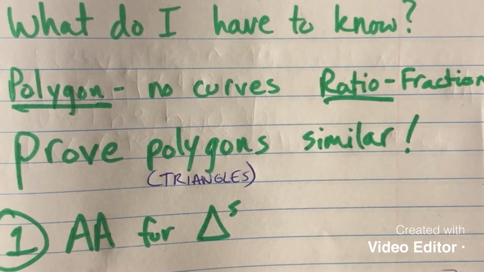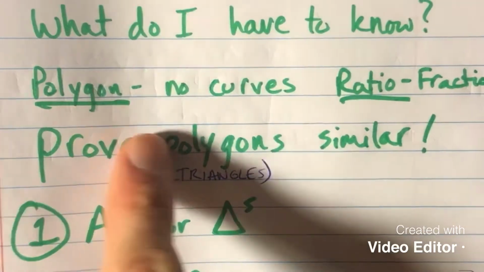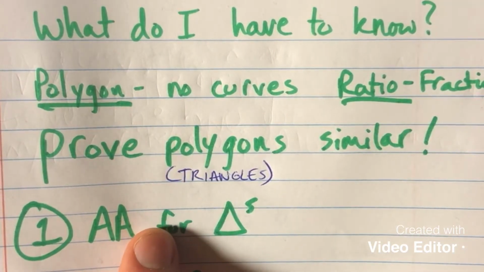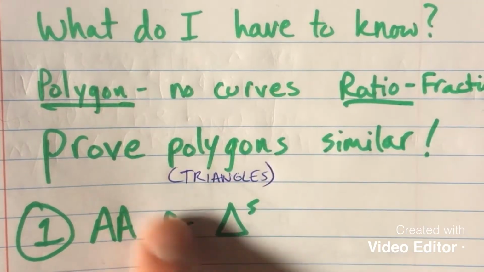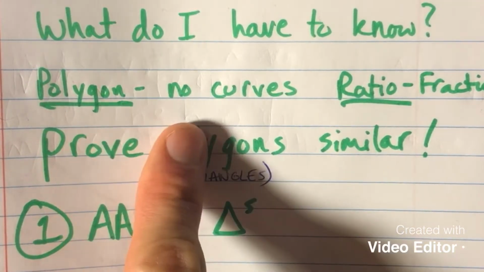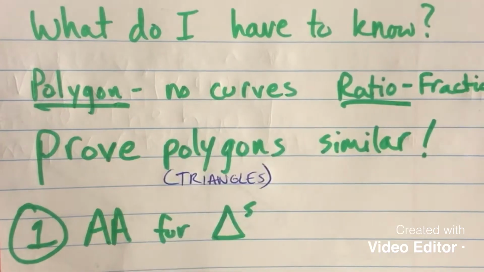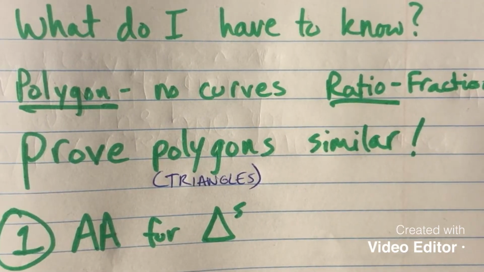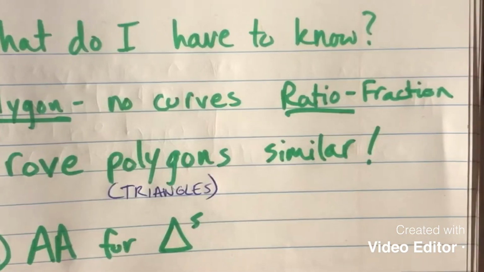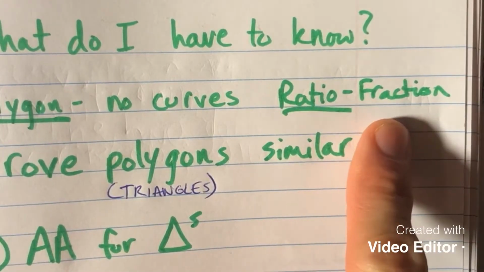Hey everybody, I'm making this video as a review for similar triangles, and basically since we're on Edge, I want to make sure that you guys are able to put it all together. So what do you have to know? Well, some background. A polygon is no curves, so any shape that all the vertices are connected with no curves is basically a polygon. And as a reminder, a ratio is just another way of saying fractions.